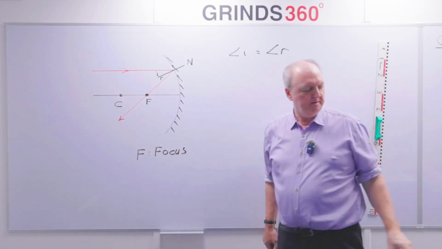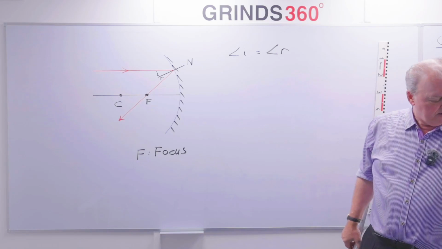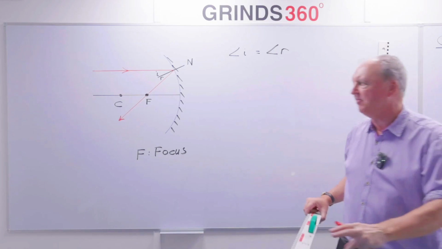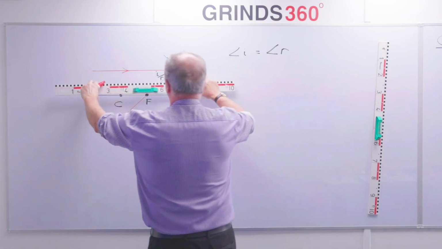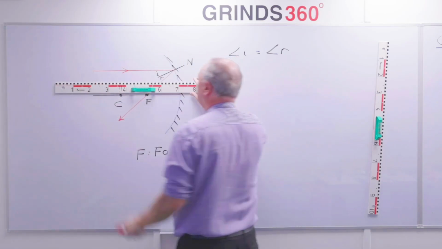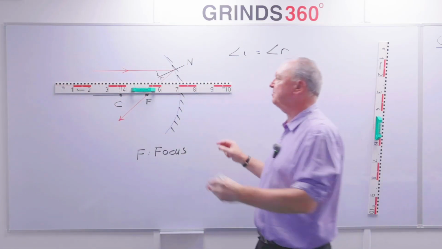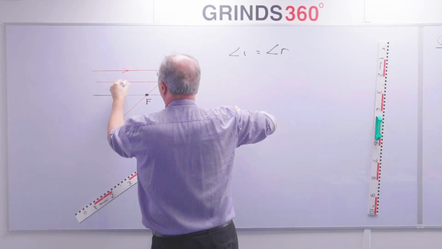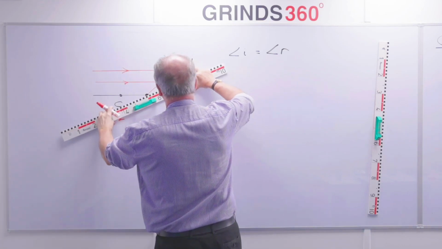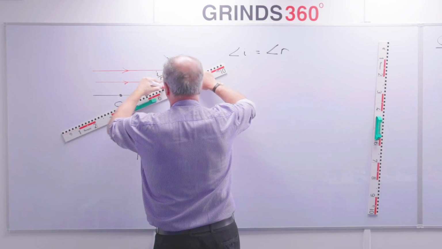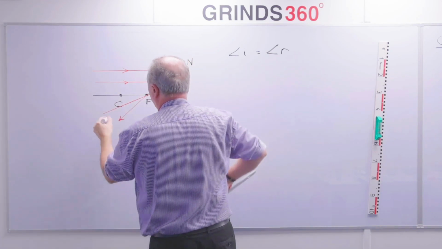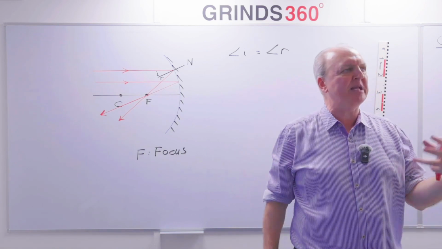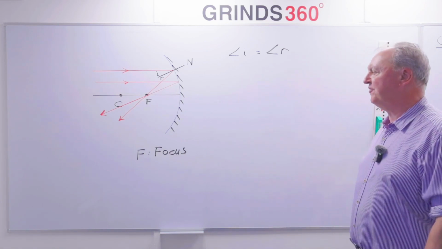And actually, most rays of light parallel to the principal axis and fairly close to it will pass through the focus. So if I draw, let's say, another ray of light that's parallel to the principal axis, this ray of light here, that will pass down through the focus as well. So all rays of light parallel to the principal axis and fairly close to it will pass down through the focus.